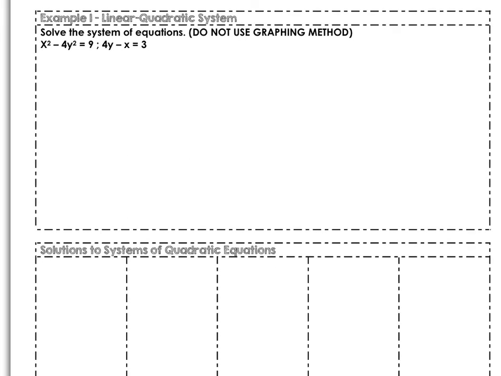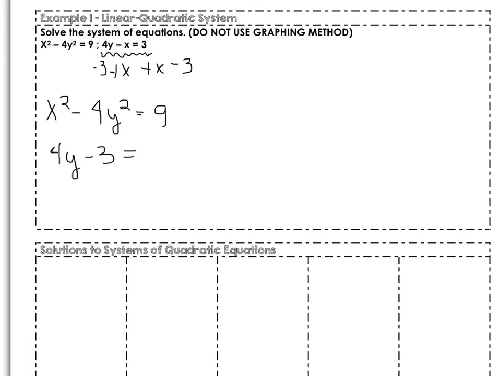We have x squared minus 4y squared equals 9 and 4y minus x equals 3, and we're going to solve this algebraically. We're actually going to use the substitution method by getting this equation set equal to x, by adding x onto both sides and subtracting 3. So if I rewrite our equations, we have x squared minus 4y squared equals 9, and this next equation became 4y minus 3 equals x.